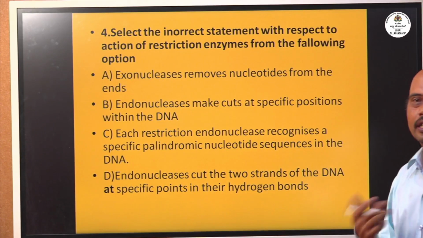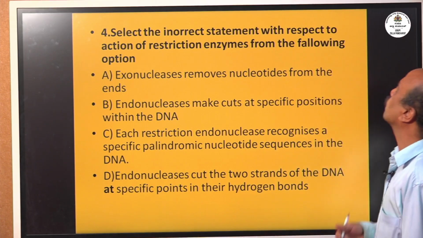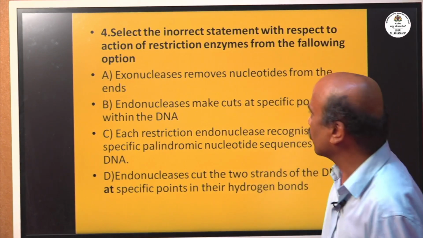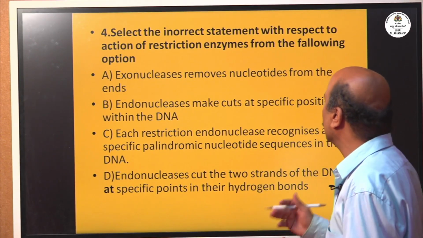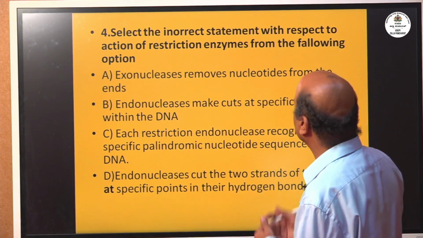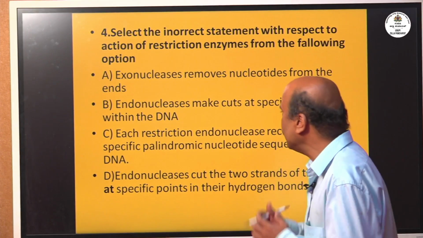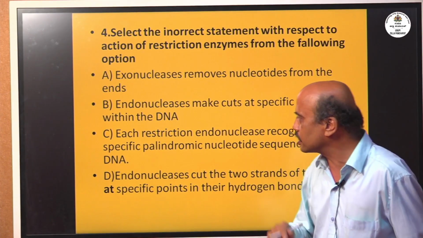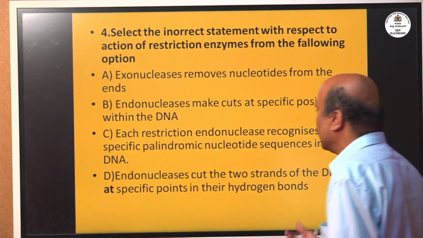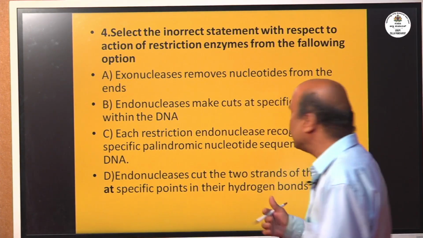Then we move on to next question. Select the incorrect statement with respect to action of restriction enzymes from the following options. Option A, exonucleases remove nucleotides from the ends. Option B, endonucleases make cuts at specific positions within the DNA. Option C, each restriction endonuclease recognizes a specific palindromic nucleotide sequence in the DNA. And D, endonucleases cut the two strands of the DNA at specific points in their hydrogen bonds.